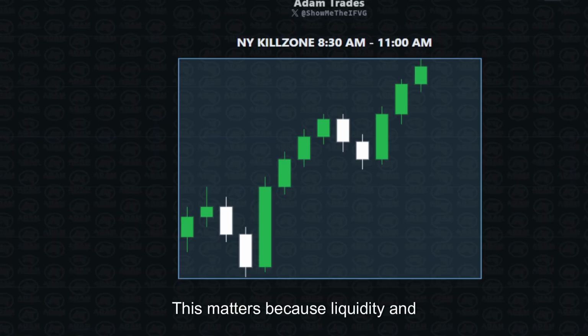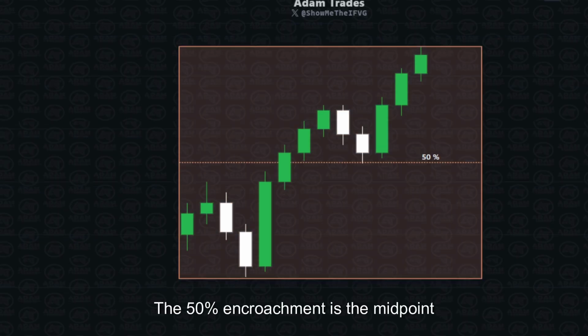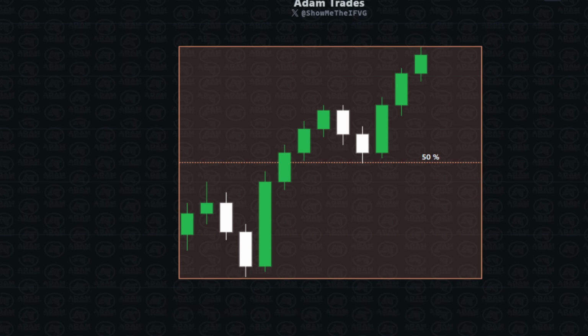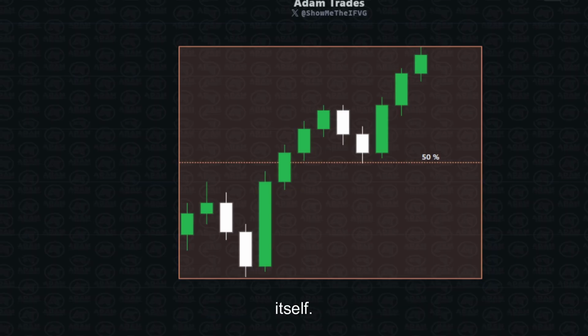This matters because liquidity and volatility concentrate here, so trading these windows improves setup quality and filters out dead time. The 50% encroachment is the midpoint of many different things on a chart. It can be a range, it can be a candle, it can be a fair value gap or an inverted fair value gap. This matters because price often respects the 50% line of an imbalance, so it's a refined entry or an invalidation marker rather than using the whole gap itself.